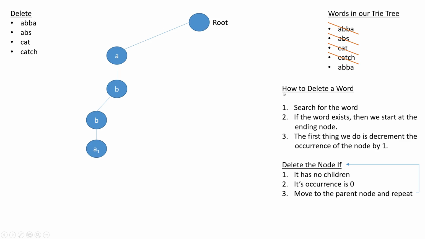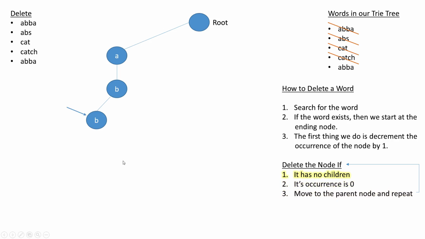We only have one more word, ABBA. So we'll search for the word. There it is. If the word exists, we start at the ending node, decrement it by 1, delete the node if it has no children. Its occurrence is 0, it has no children, so it's gone.